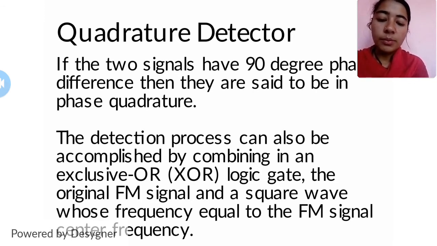The detection process can also be accomplished by combining an exclusive OR gate, the original FM signal, and a square wave whose frequency equals the FM signal center frequency. The XOR gate produces an output pulse whose duration equals the difference between the times at which the square wave and the received FM signal pass through zero volts.